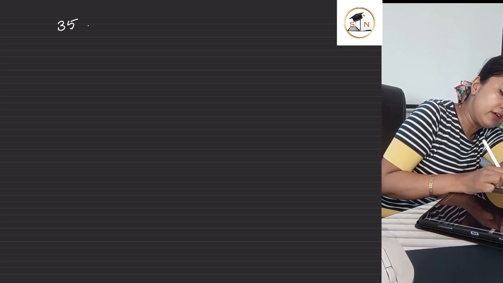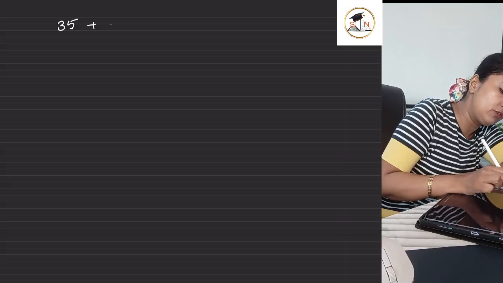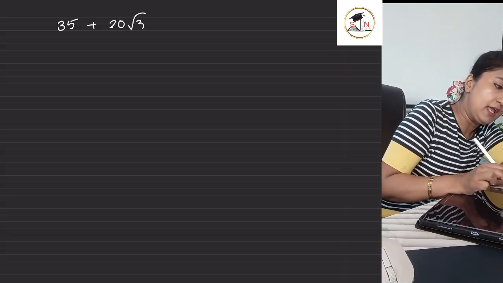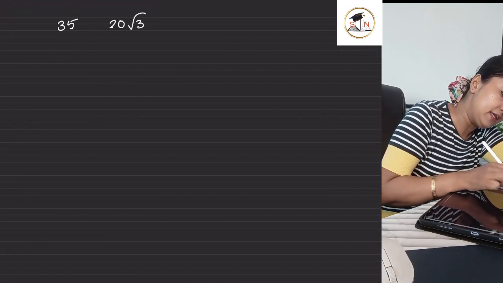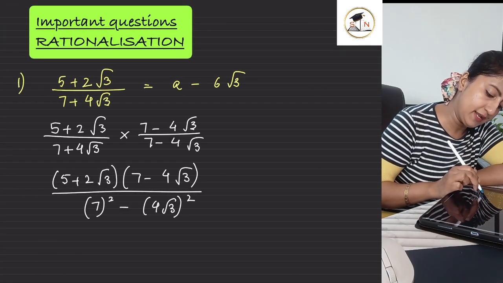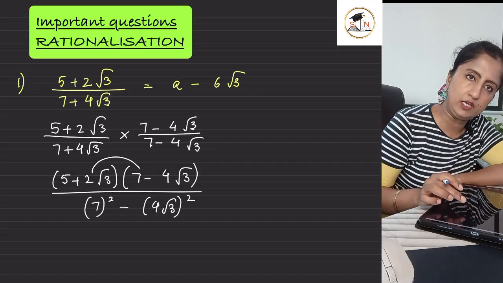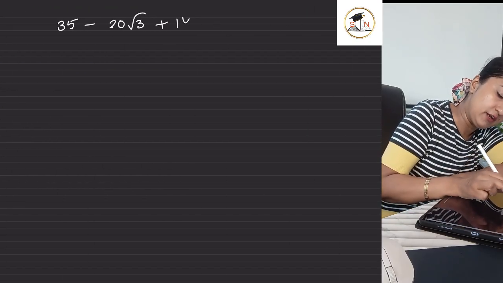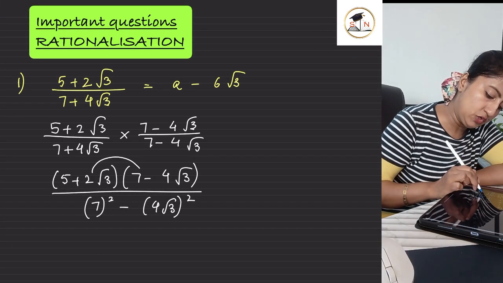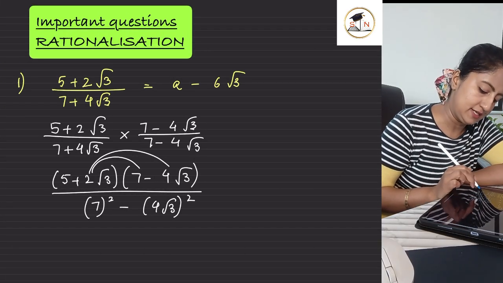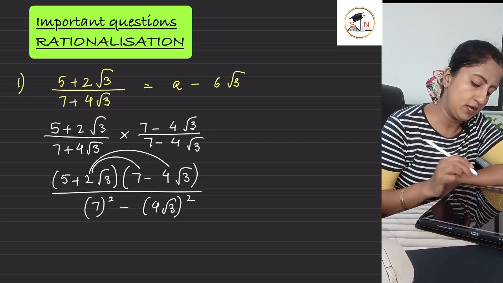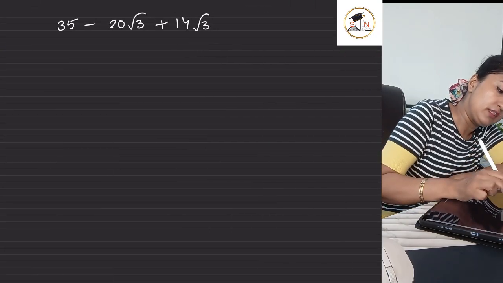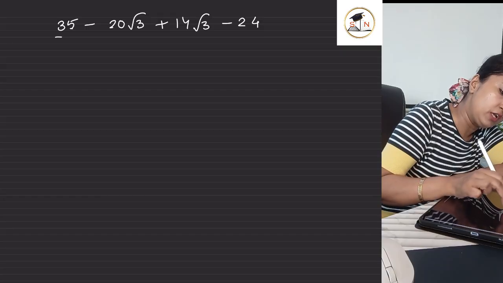5 into 7 is 35, right? And then we have 5 times 4√3, which is going to give me 20√3. And then we have, it was negative. 4√3 was negative. So I will be having negative over here. And then we will multiply 2√3 with 7. That gives me 14√3. Positive 14√3, right? And the last term, it is 2√3 into 4√3. That is 2 into 4 is 8. और root 3 में क्या मिल जाएगा? It is just going to be 3. So 8 into 3 is 24. That is minus 24.